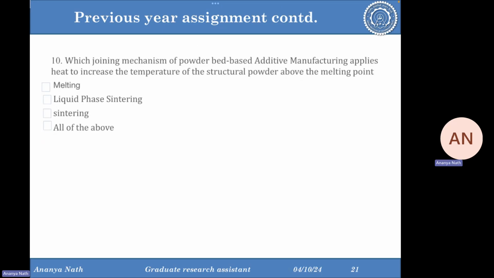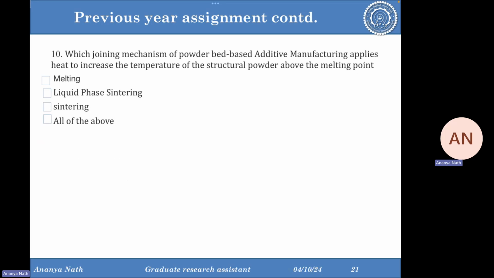Which joining mechanism of powder bed based additive manufacturing applies heat to increase the temperature of the structural powder above the melting point? Okay, so obviously, melting, because melting will take more heat. You have to go till the melting point of the metal.